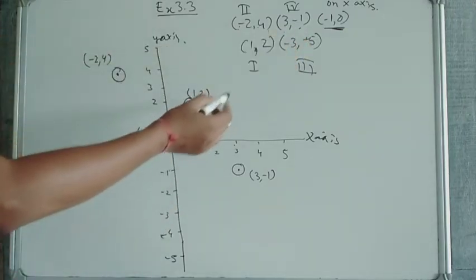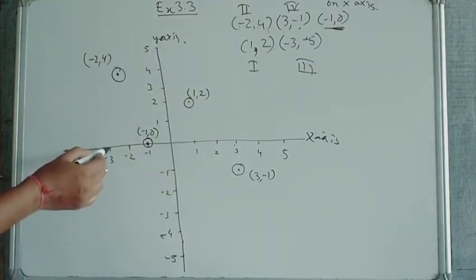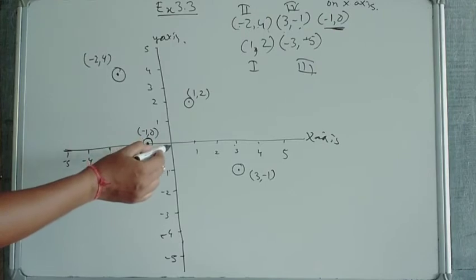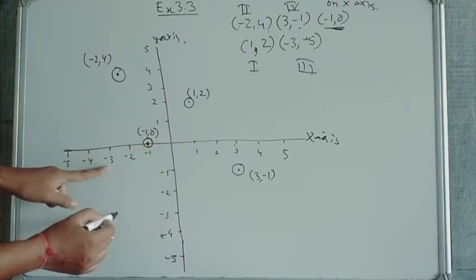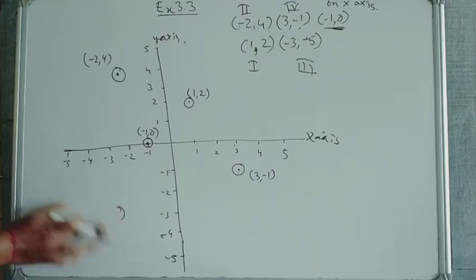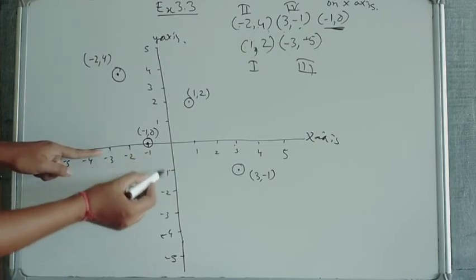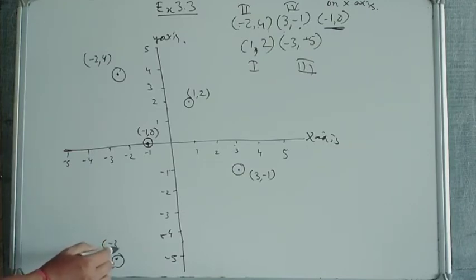Then minus 3, minus 5. X is minus 3, this is your x line, and y is minus 5. Sorry, x is minus 3, y is minus 5. So this is your minus 5, so minus 3, minus 5. So this is the plotting of the graph.